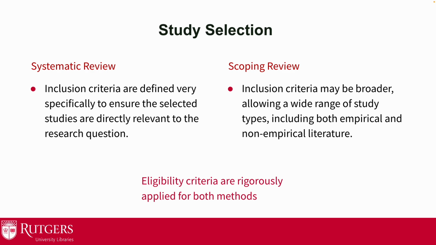For study selection, a systematic review often has criteria that are defined very specifically based on the research question. These are to ensure the selected studies are directly relevant to the research question. Scoping reviews also use inclusion and exclusion criteria, but as you can imagine, because the research question is broader, these criteria are often broader. This allows for a wider range of study types, gray literature, etc. I will note that in both cases, eligibility criteria are rigorously applied and documented. You can hear more about systematic and scoping review criteria and inclusion and exclusion in our workshops, which are linked at the end of this video.